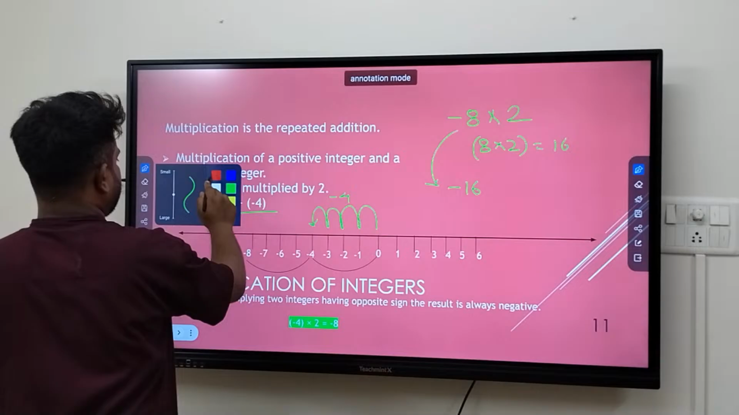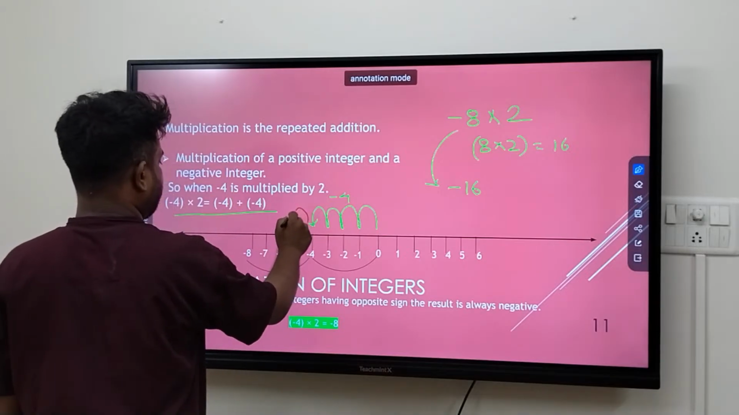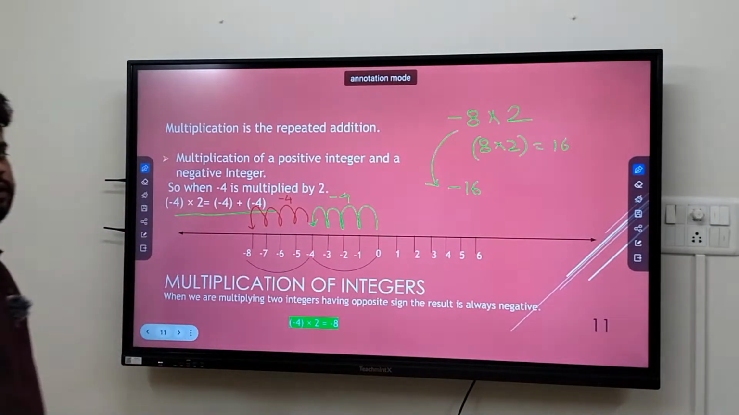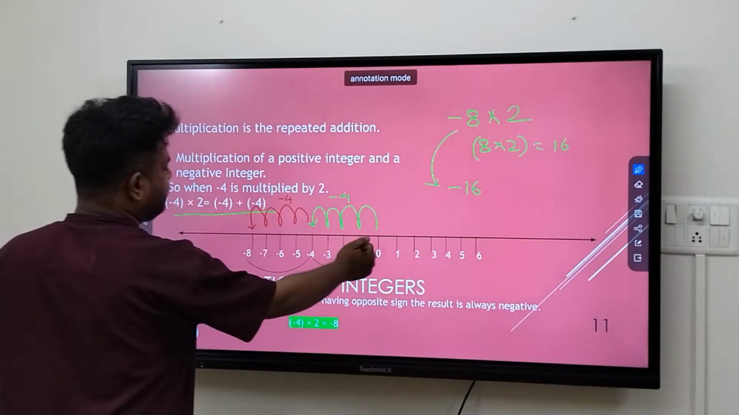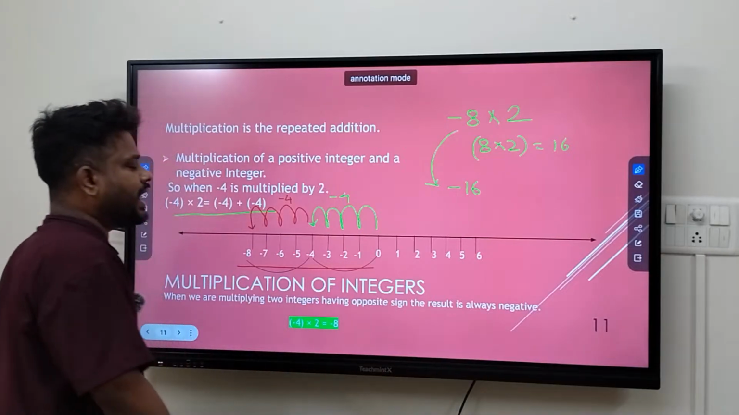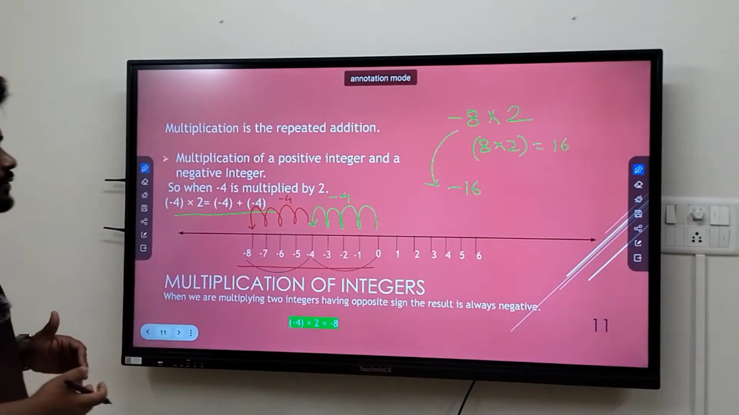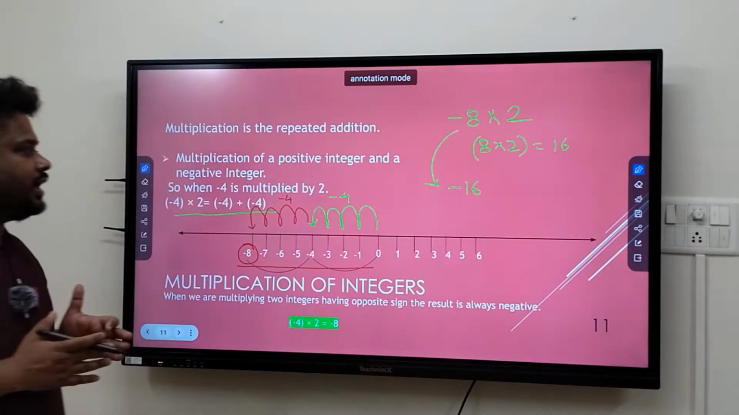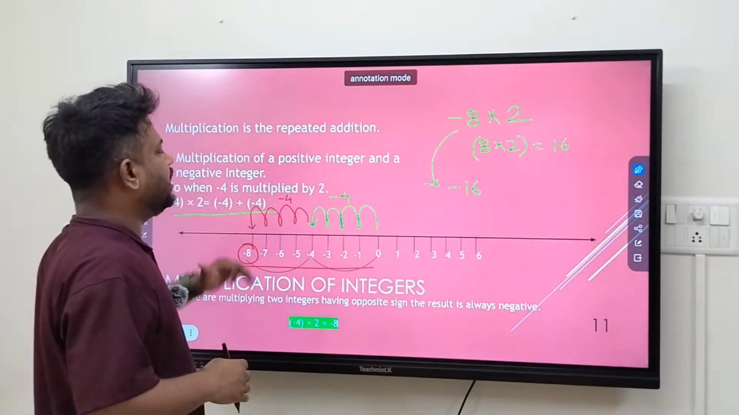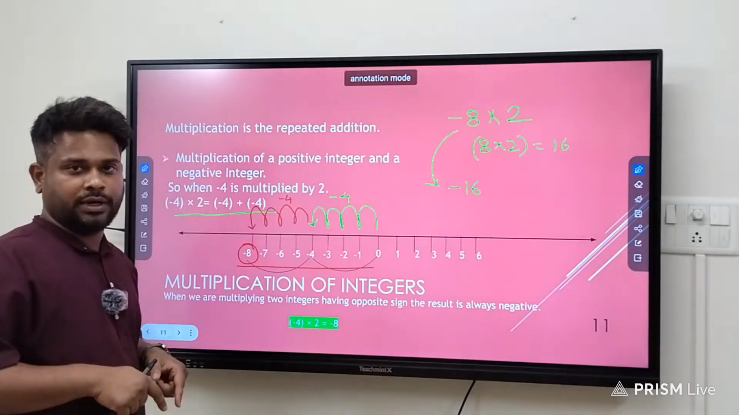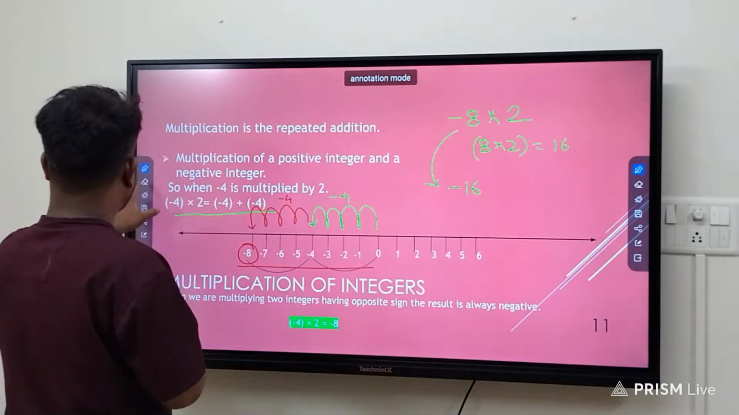So it will go from here to here. Okay, how many steps did I take from 0 to minus 8? In total 8 steps, and 8 steps on the negative side, so I am writing it as minus 8. This is the actual representation of multiplication with negative numbers on the number line. Okay, got it?